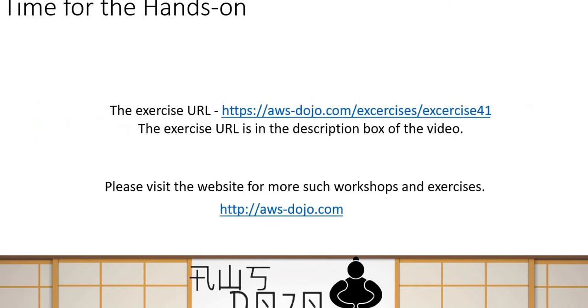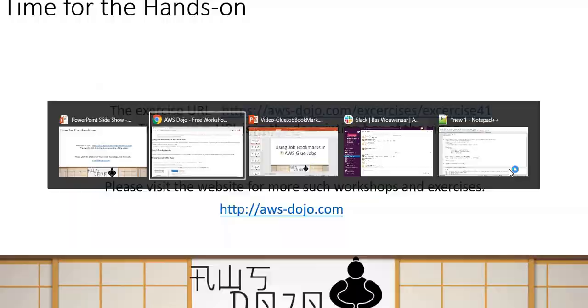So in order to do this exercise, we have created a workshop. In fact, to do this lab, we have created one exercise, and this exercise has been published to our website, aws-dojo.com. I have provided the URL of the exercise in the description box below as well. Let me walk you through the steps of the exercise, and then you can do it yourself to get an experience of using the job bookmark with the Glue jobs. So let's jump to the exercise.